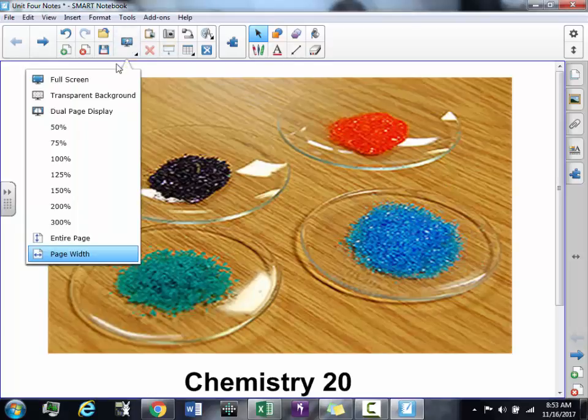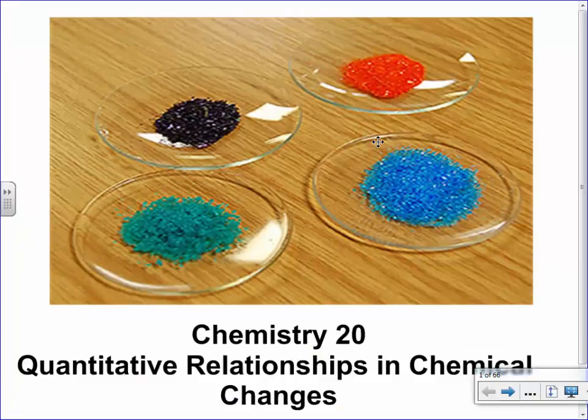Okay, this third unit, I call it stoichiometry just because the title that the government gives is way too wordy. Technically, it is quantitative relationships and chemical changes, which doesn't mean anything to anyone. But let's talk through those words actually. What is a quantitative relationship?